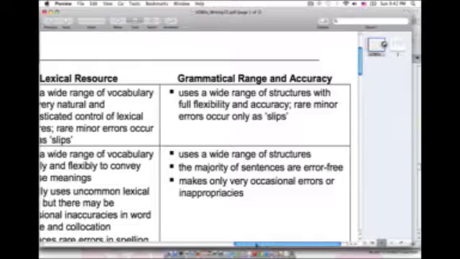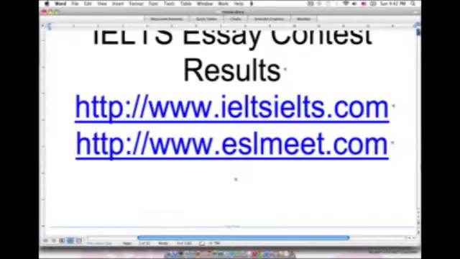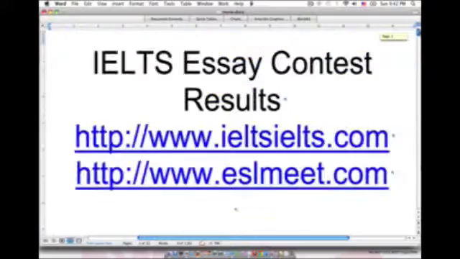Okay, so now that we know how Task 2 written responses are assessed, let's talk about the results of the contest. So I'll switch back to this file in here. So we were lucky enough to have 2 winners in our contest.